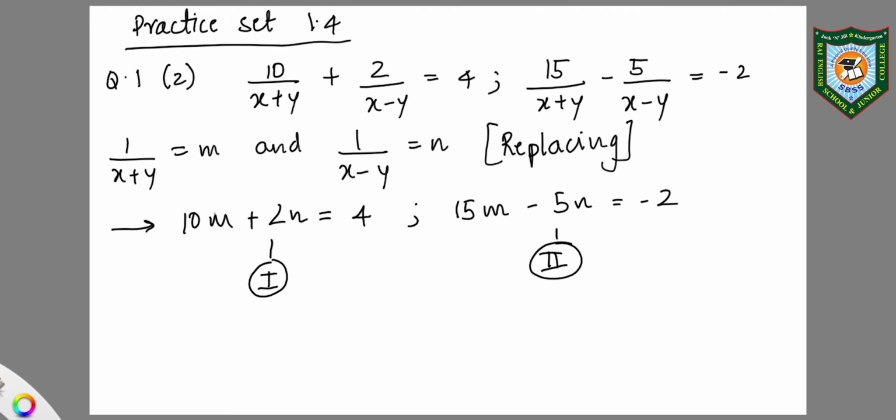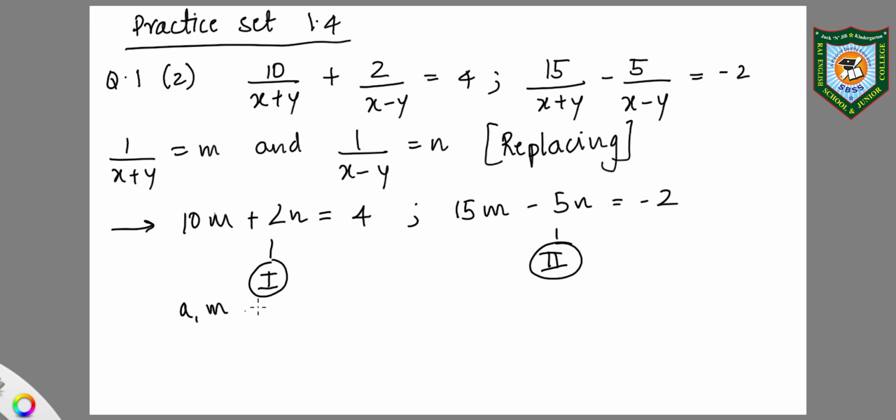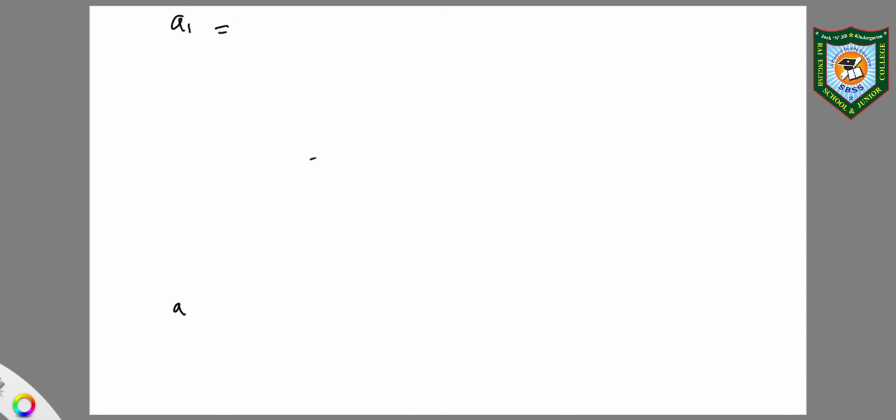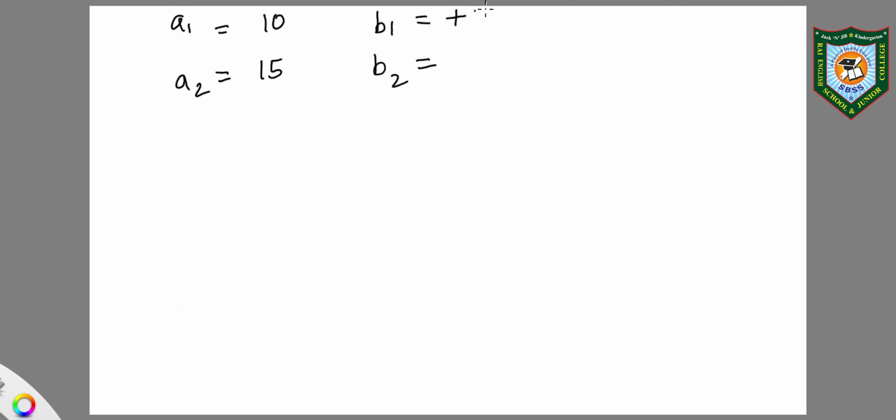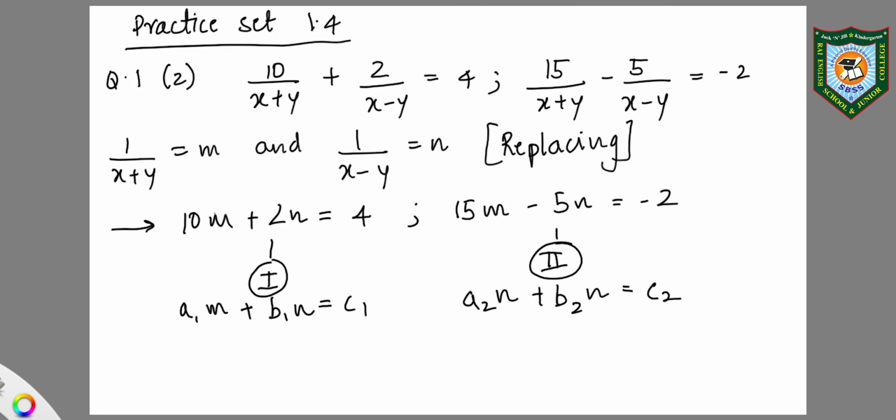Now I'm going to use Cramer's rule over here. This is in the form a1m plus b1n is equal to c1, and a2m plus b2n is equal to c2. So I have a1 is equal to 10, a2 is equal to 15. I have b1, b2 as plus 2 and minus 5. I have c1 and c2 as plus 4 and minus 2.